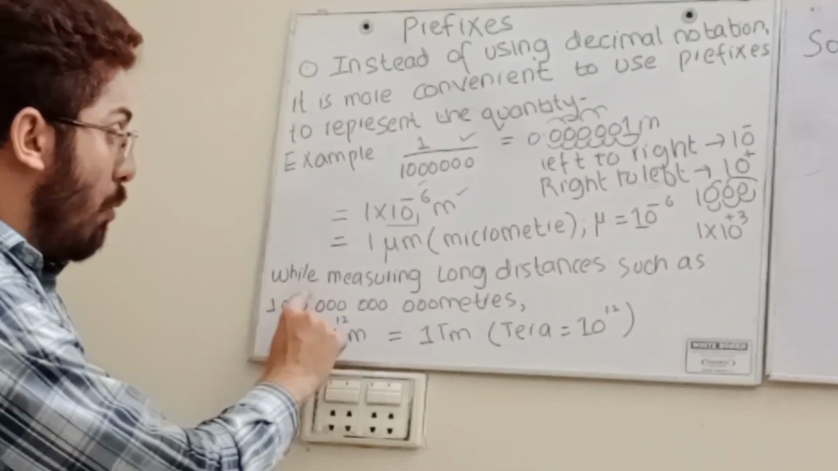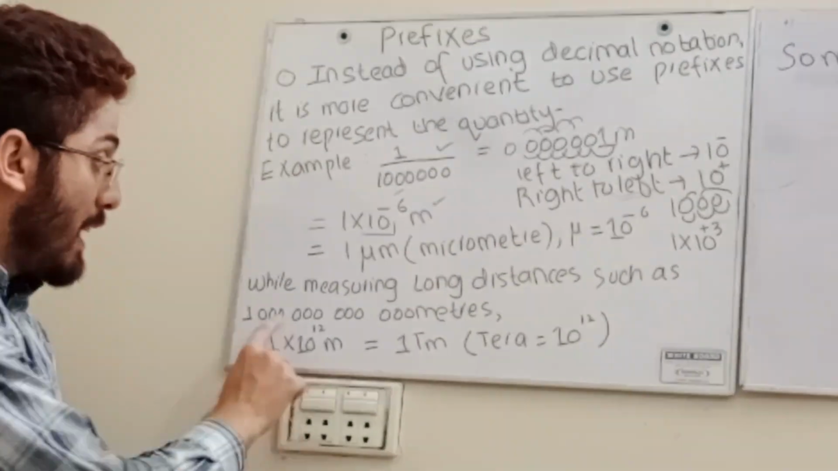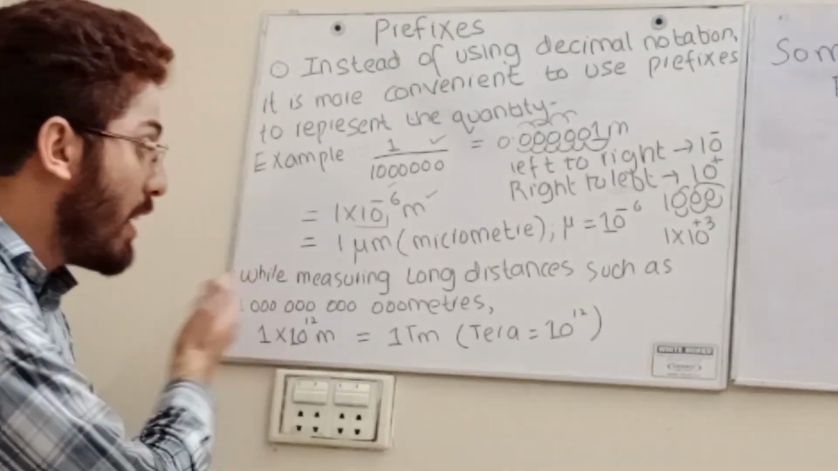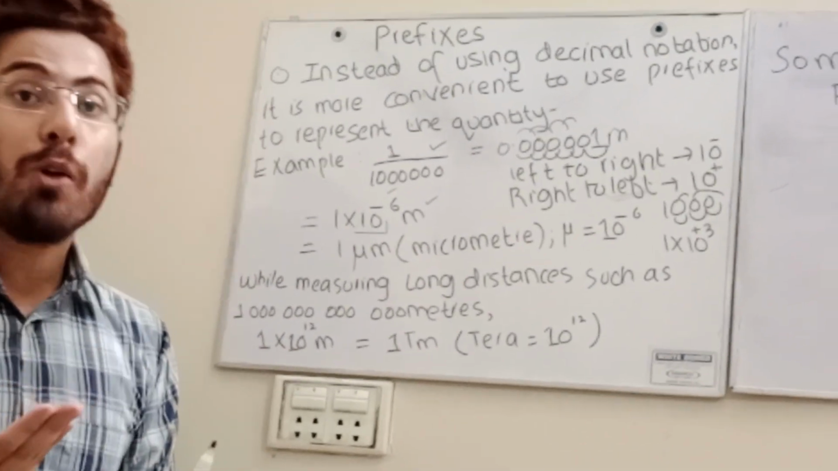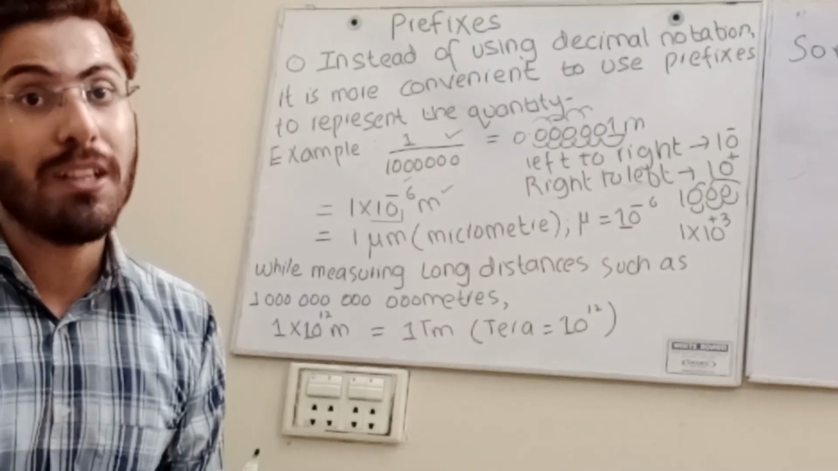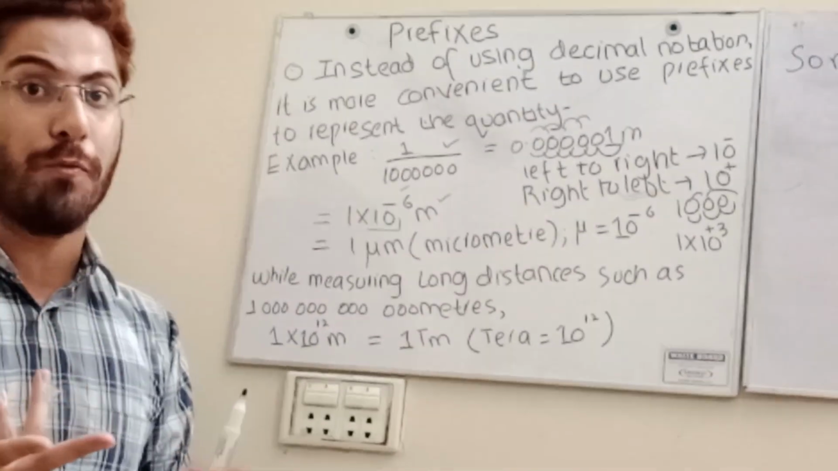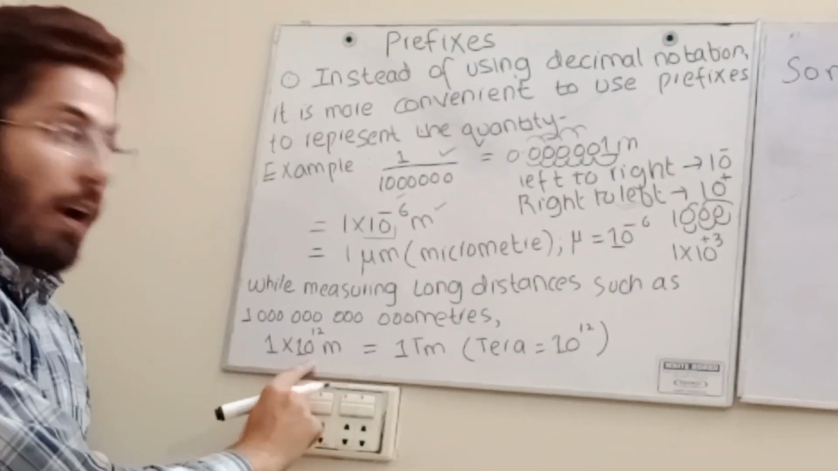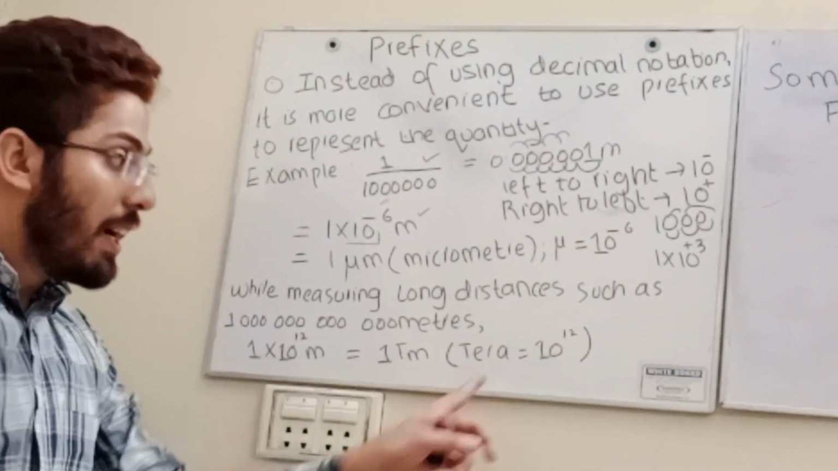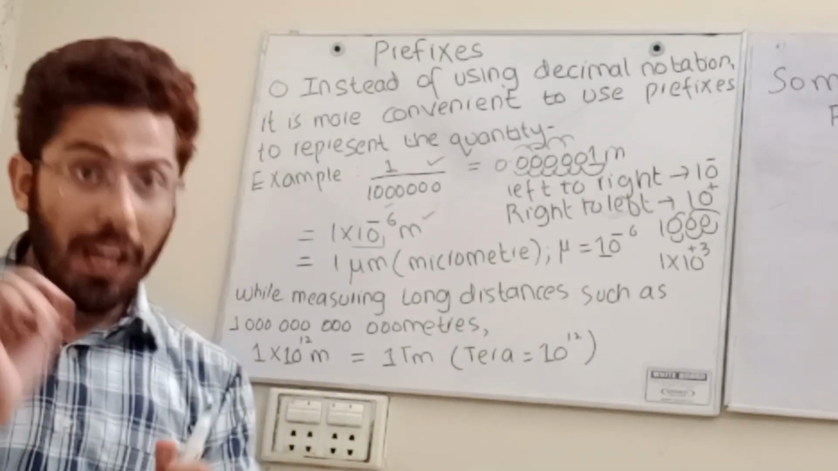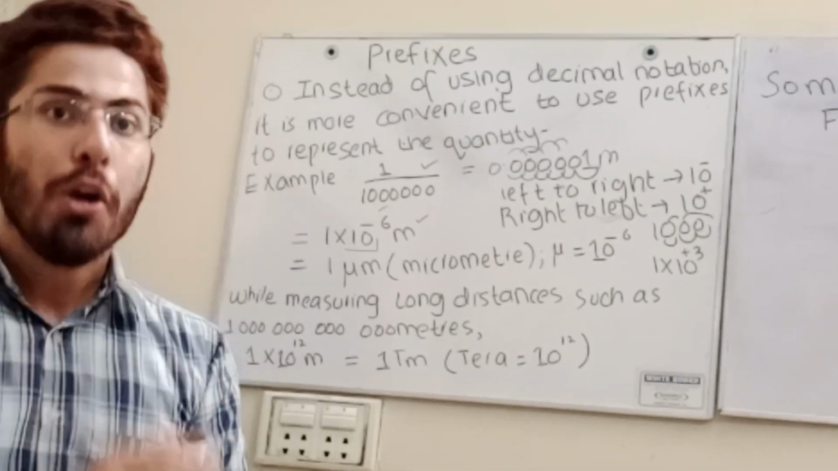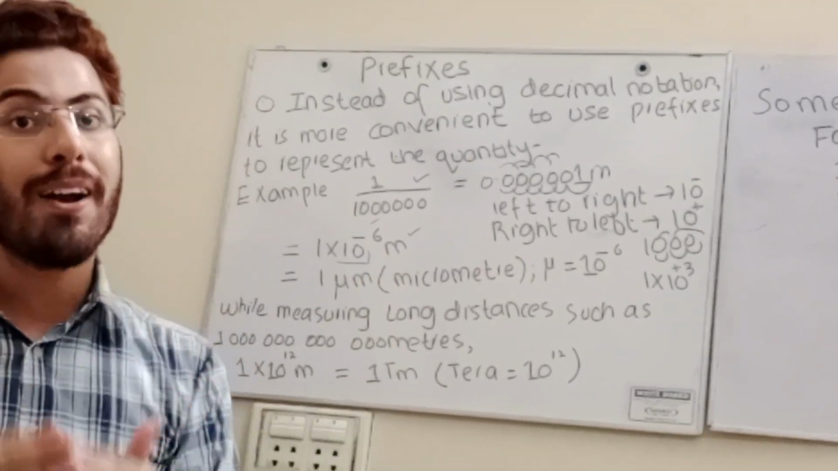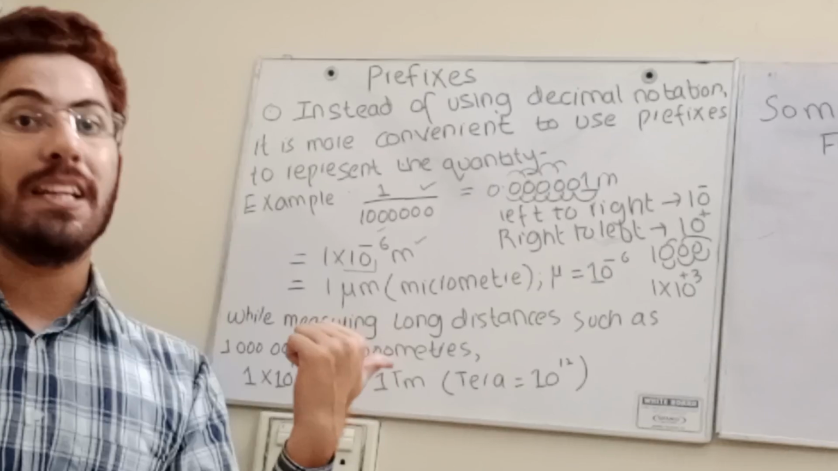Second, student, while measuring long distances, such as 3, 6, 9, 12, 12 zeros you have. Instead of writing this whole value, or when you are going to calculate the speed of a galaxy or of space, which is definitely difficult in the space chapter, instead of writing 10 to the power 12, you can write 1 terameter. Tera stands for 10 to the power 12. Okay, so if the values are small, you use a prefix, it is more convenient, or if the values are bigger or larger, definitely this method is easy for us.